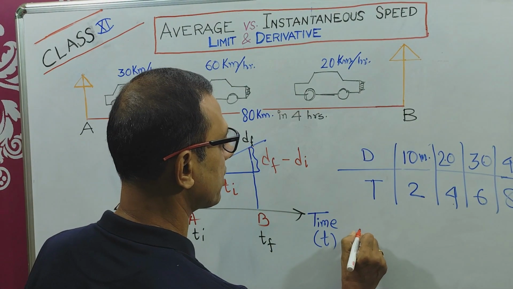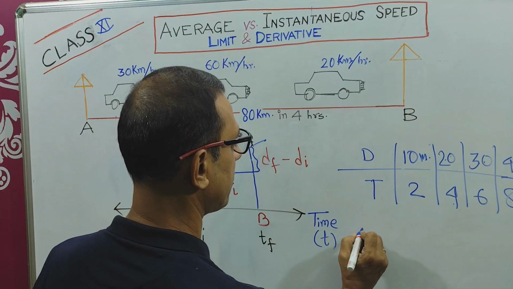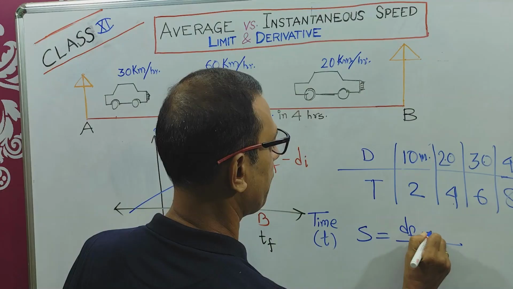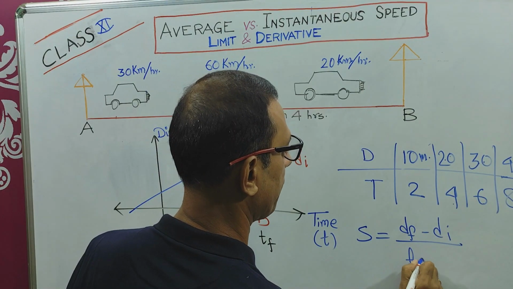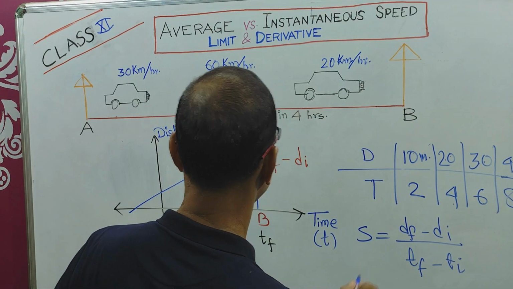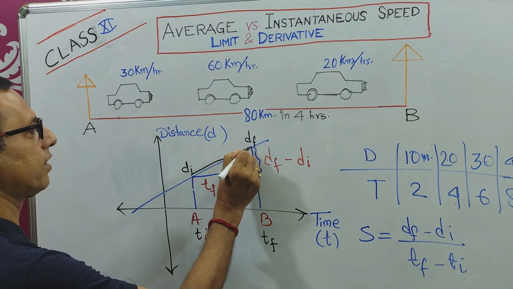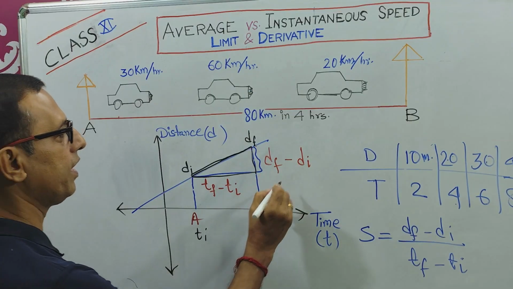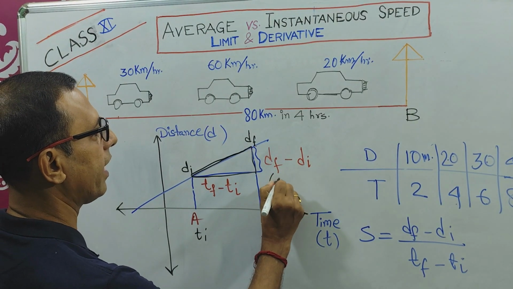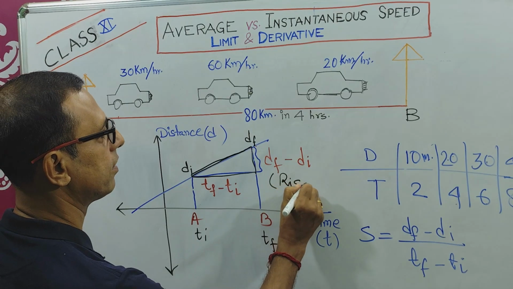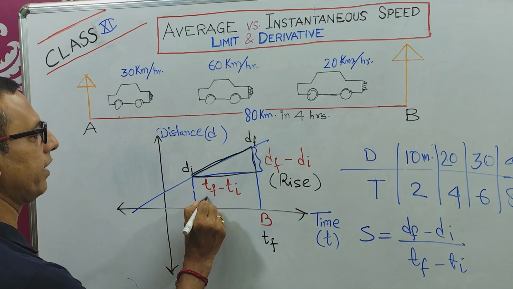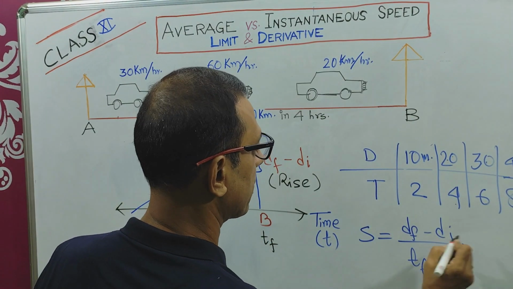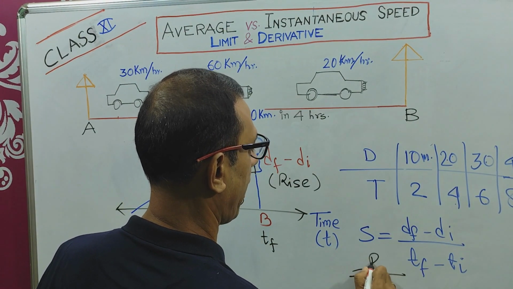So what is the average speed? The average speed is S equals Df minus Di divided by Tf minus Ti. So what is this actually? If you consider this particular triangle, this Df minus Di is actually the rise, and this Tf minus Ti is actually the run. So basically the speed is nothing but the rise by run.